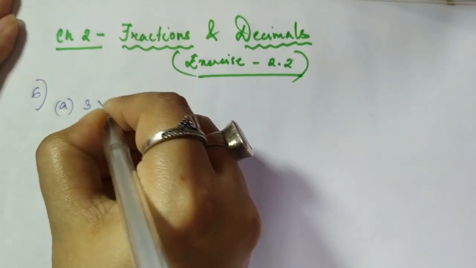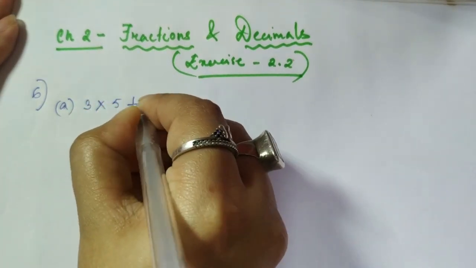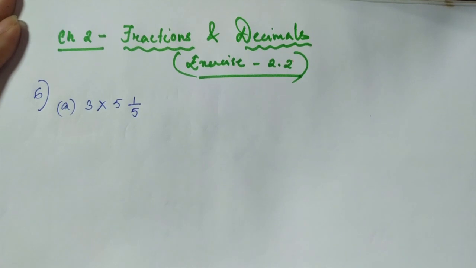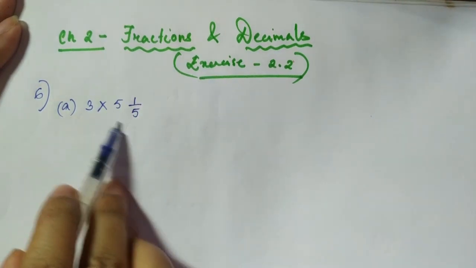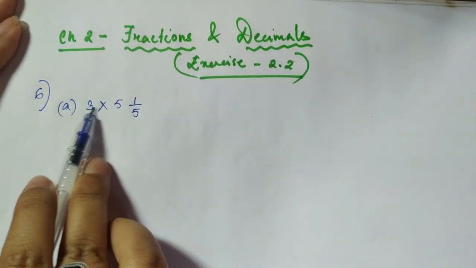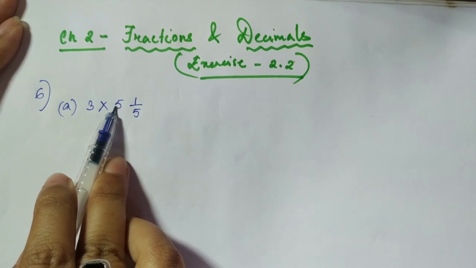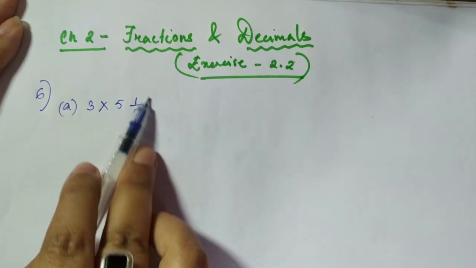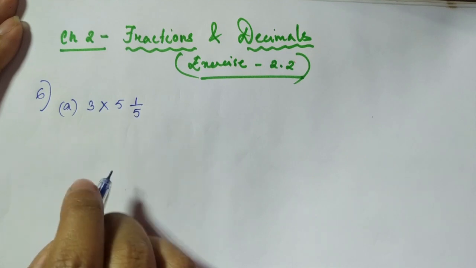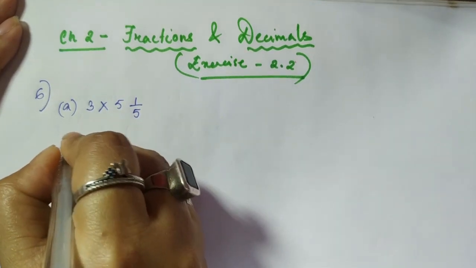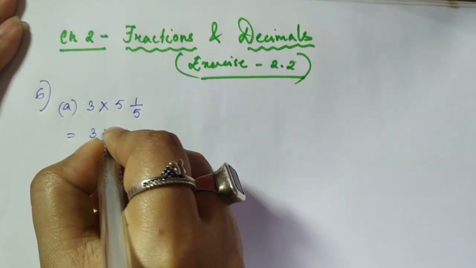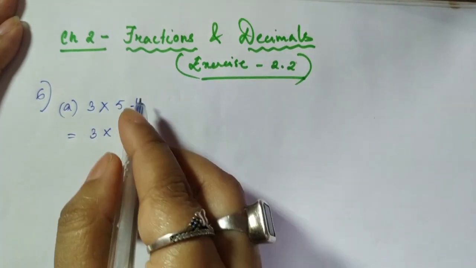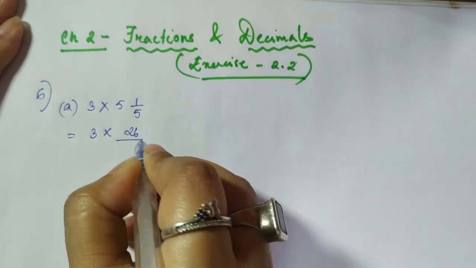It is given as 3 into 5 1 by 5. Now you can see this is a whole number and this is a mixed fraction. You do not multiply 3 into 5, you don't do it that way. First we have to convert this mixed fraction into an improper fraction. So let 3 be as it is. 5 5s are 25, plus 1 will be 26 by 5.